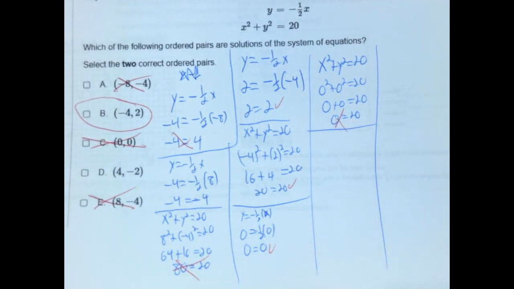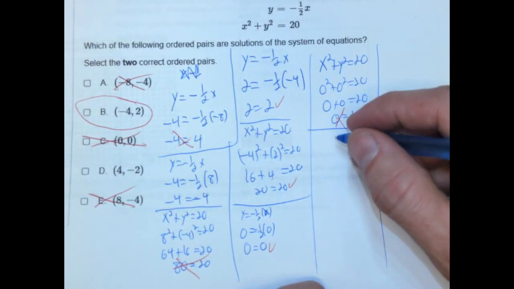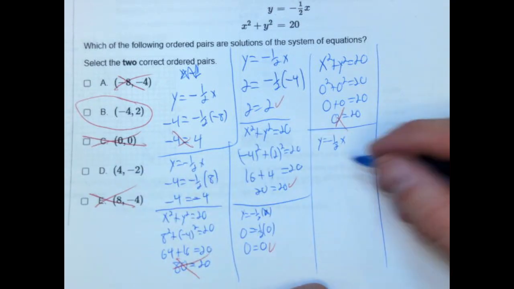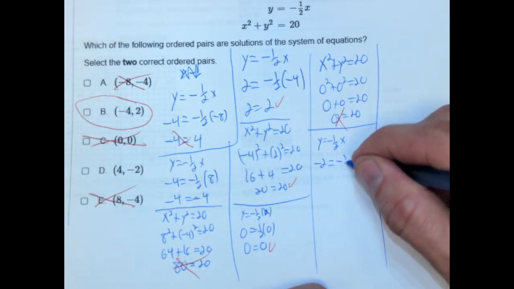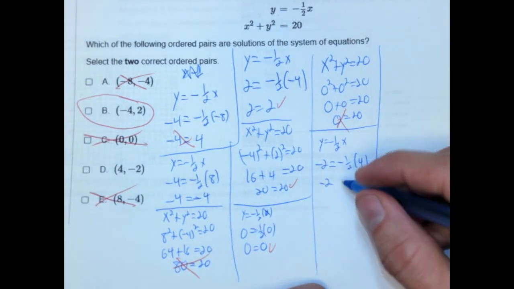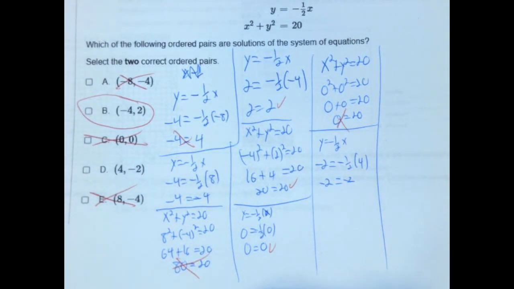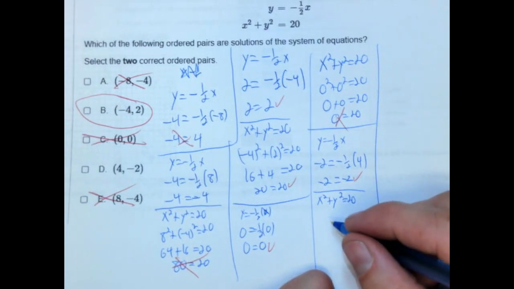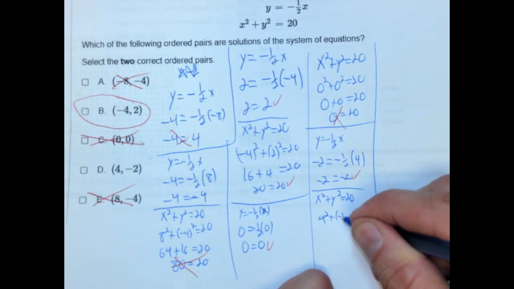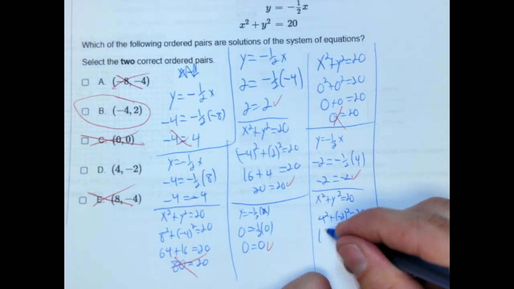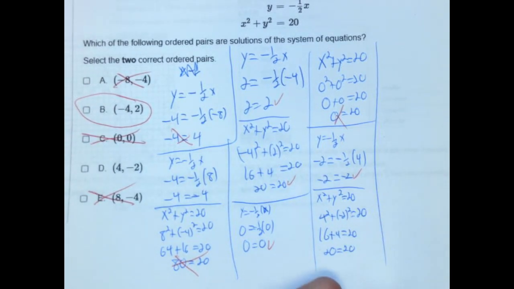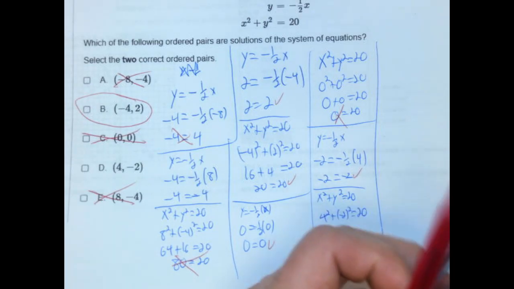So we have y equals negative 1/2 x. We're going to plug in negative 2 for y and 4 for x. Negative 1/2 times 4 is going to be negative 2, so that works. Cool. Now we're going to try x squared plus y squared equals 20. So 4 squared plus negative 2 squared equals 20. And 16 plus 4 equals 20. And 20 equals 20, that's correct. Okay. So B and D in this case.